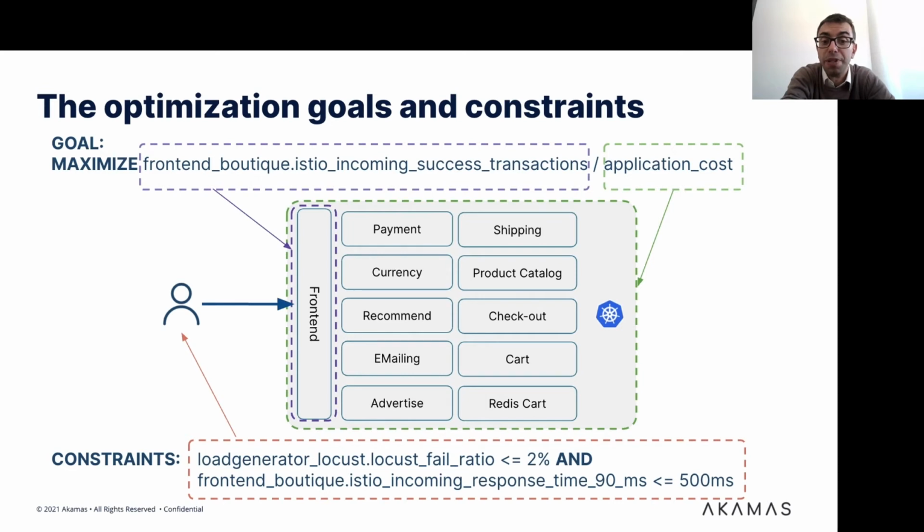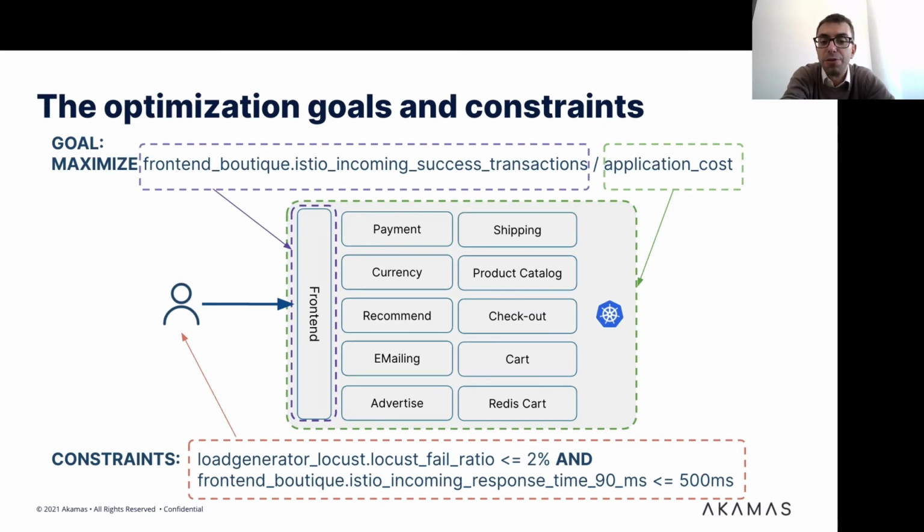The service throughput here is measured by Istio at the front-end layer, where all user traffic is processed. The service cost is the cloud cost we will pay to run the application on the cloud, considering the CPU and memory resources allocated to each microservice. In this example, we use the pricing of AWS Fargate, which is a serverless Kubernetes offering by AWS, which, for example, charges $29 per month for each CPU requested and about $3 per month for each gigabyte of memory.